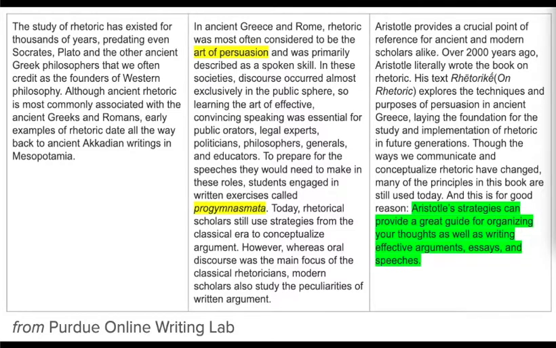Aristotle's strategies can provide a great guide for organizing your thoughts as well as writing effective arguments, essays, and speeches. So if you're looking for a rationale as to why we're studying classical argument in order to construct good arguments, that's it right there. It's really worked for thousands of years. It continues to work today. And what you'll see when we start going through this information is this is not new information, but these are not necessarily things that you have thought this deeply about, or maybe you have.